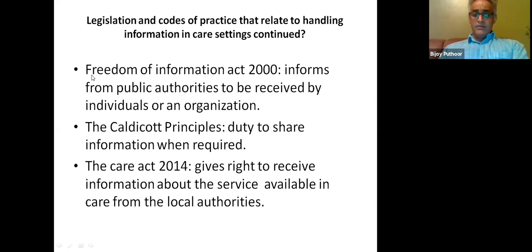The Care Act 2014 also gives the right to receive information. So if your friend or relative is not very well, the Care Act 2014 gives you the right to receive information about the services that are available for care from the local authorities. It says that you have the right to know what things are available for you in the local setting, so that your friend or relative gets the best support.